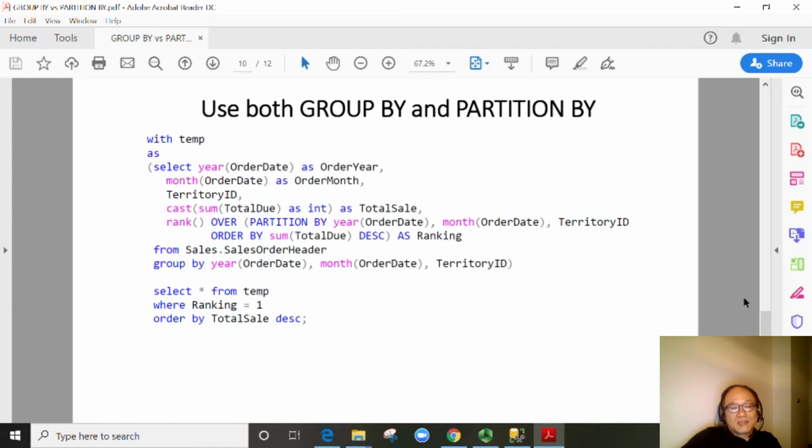I want you to take a very close look at this solution. Tell me whether this is correct or not. Obviously, in this solution, we have used both group by and partition by. Pause the video. Look at this solution for a minute. Tell me whether it's correct or it's wrong.